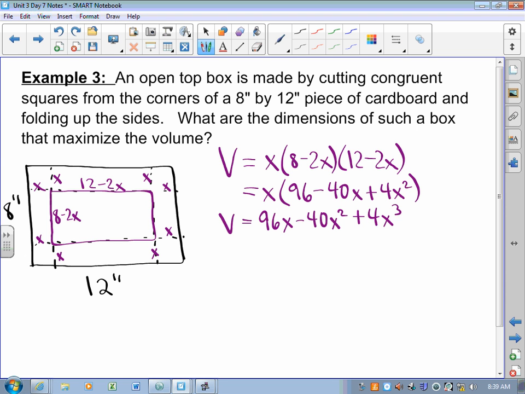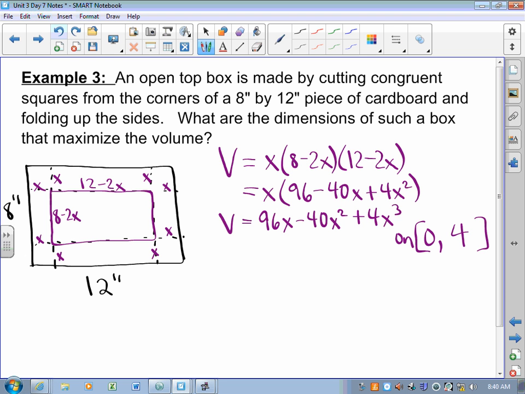On what interval? What is the smallest x could be? What is the largest x could be? Well, clearly x can't be any smaller than 0, because if x were smaller than 0, well, that'd be bad. What is the largest x could be? I maintain that x can't be any larger than 4, because if x were larger than 4, then this dimension would go negative, and that's bad. So I have a continuous function, differentiable, on a closed interval.